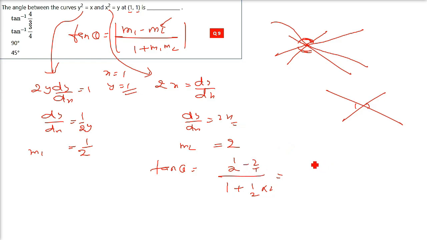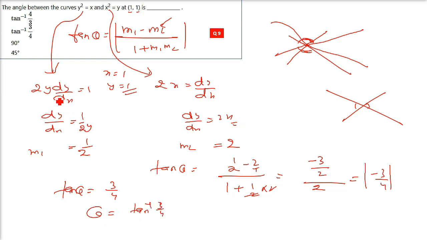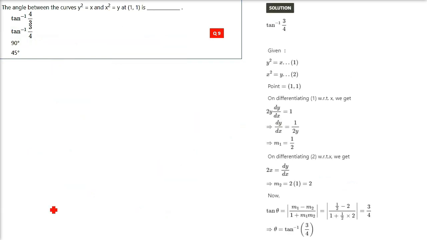And as I earlier indicated, you don't have to take the negative, you have to take the positive only. So it will be negative 3 by 4, but we have to take only 3 by 4. So we have tan theta equals 3 by 4. Theta is equal to tan inverse 3 by 4. So which is the option which is correct? It is tan inverse 3 by 4. This is the correct option. So this is how you're going to go about it. You can try it yourself also.